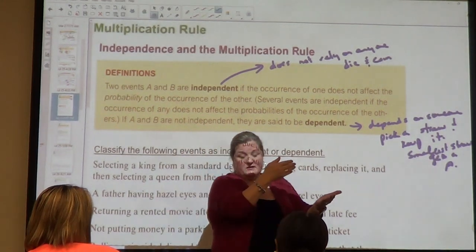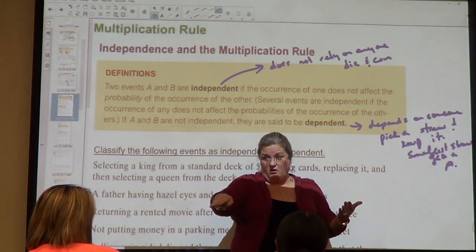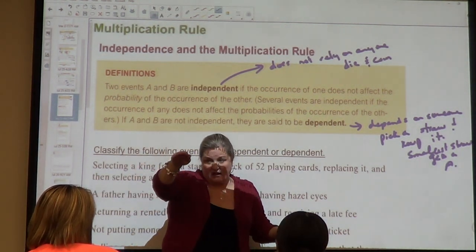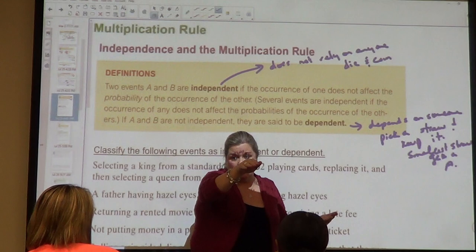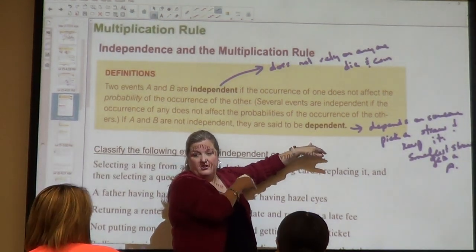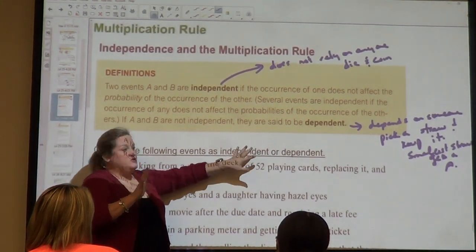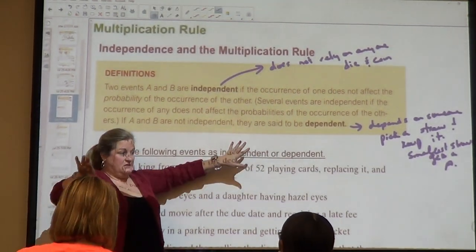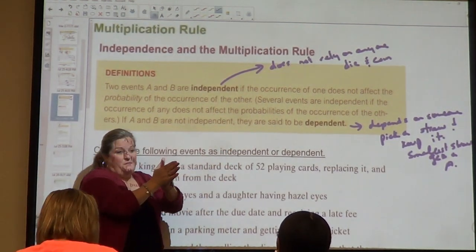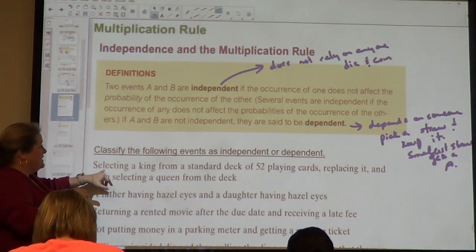But if Sarah picked one out and then keeps it, you have 51 cards. And then Linda has 50 cards. And then Quentin has 49 cards. And then John has 48 cards. That would be dependent because you have less cards to choose from. So we want to know, and so we're going to do some examples. Are they independent? Do they not have anything to do with each other? Or are they dependent? What the first person answers depends on what's left over.